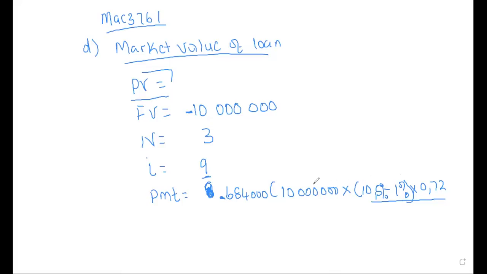No, that answer is correct, 684,000. 10 million times 6.84%. If you want to simplify and make life easier, first calculate this part. I got 6.8400. Yes, it's 6.84%. Times 10 million, then divided by 100. I got 684,000, the same one. That's the correct figure.